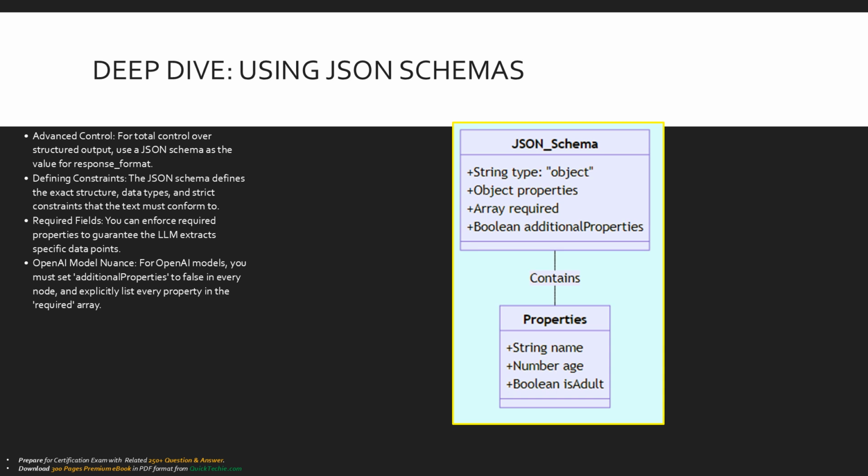Notice the required array at the root level. This is where you explicitly list the fields the model cannot ignore. Furthermore, to ensure compatibility across all models, including strict OpenAI requirements, you should explicitly define additional properties as false. By passing this highly structured blueprint into Cortex, you eliminate hallucinated keys and ensure your data pipelines receive exactly the payload format they expect to process.